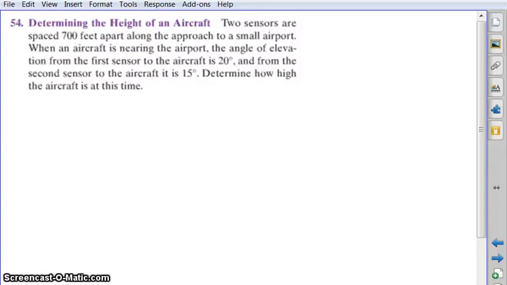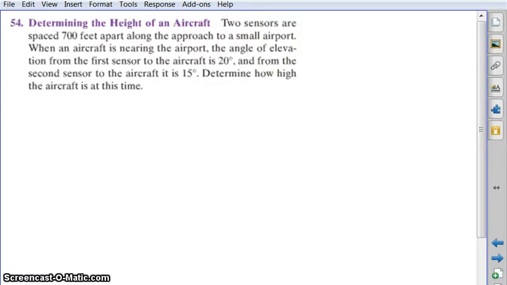All right, so this is one of the story problems that was assigned to you for an assignment from chapter 4.2. It's the very last one in your 4.2 packet. We're determining the height of an aircraft. So it says here that we've got two sensors 700 feet apart along the approach to a small airport.